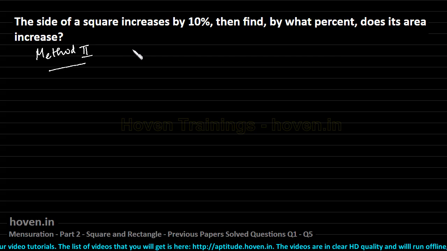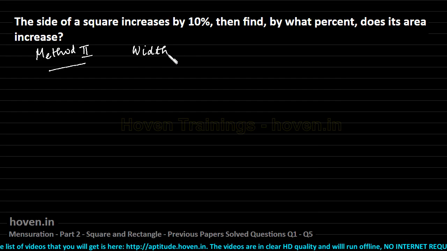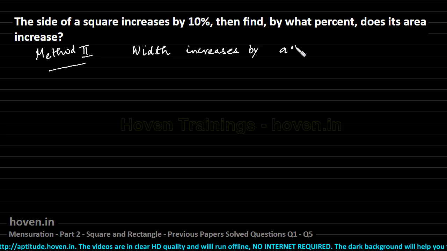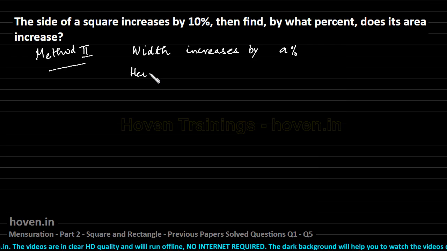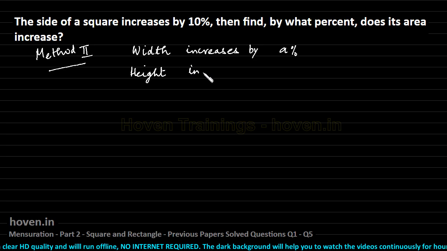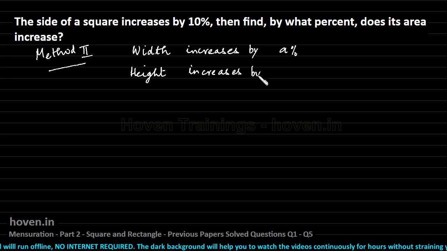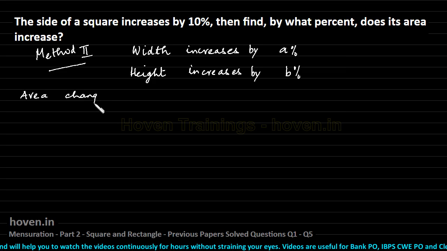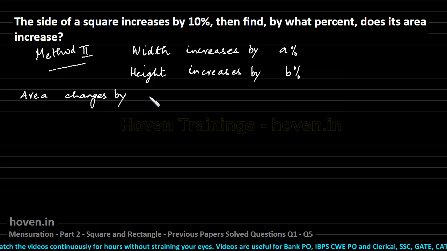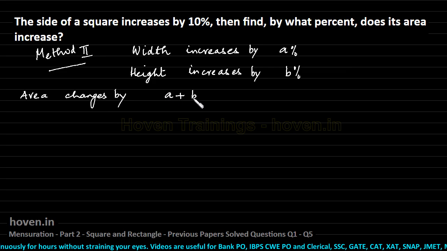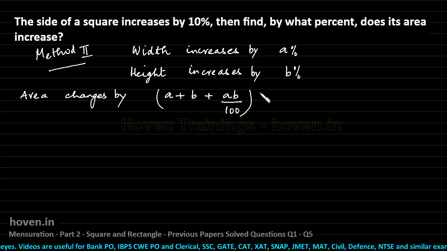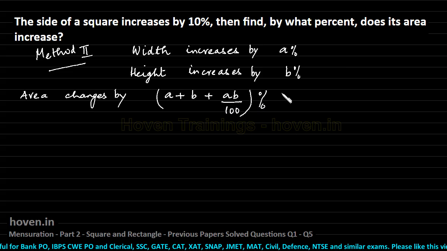If you remember our previous lecture, there we found out that if the width increases by a percent and height increases by b percent, then area changes by A plus B plus AB by 100%.